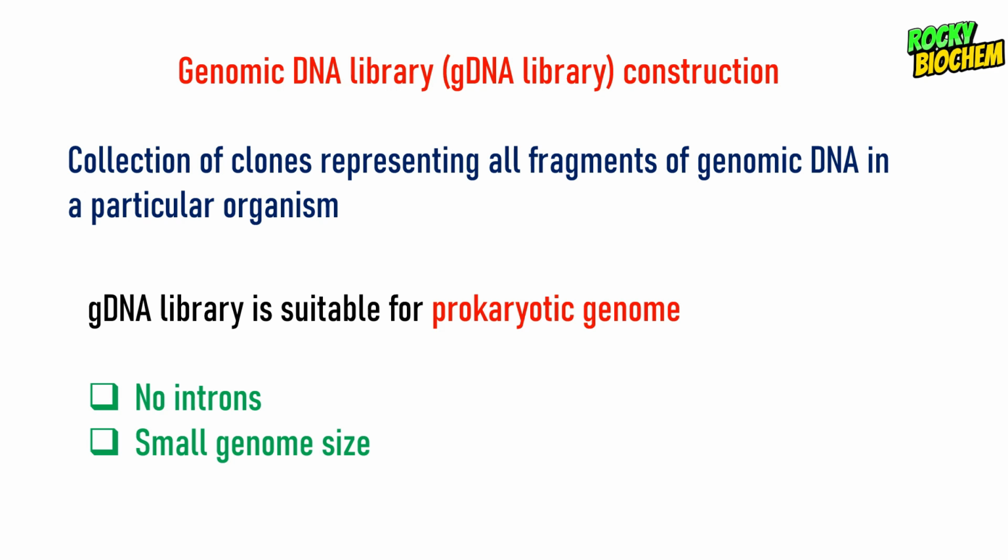When you consider eukaryotic genome, to be precise, human genome, it is made up of a chunk of intronic sequences. So it doesn't make sense to use sequences that do not code for a particular protein to construct the library. It doesn't make sense. So for such eukaryotic genomes, we rather construct cDNA library. But for prokaryotic genomes, we focus on gDNA library. And another reason why gDNA library is constructed for prokaryotes is that they have relatively smaller genome size as compared to eukaryotic organisms like human beings.